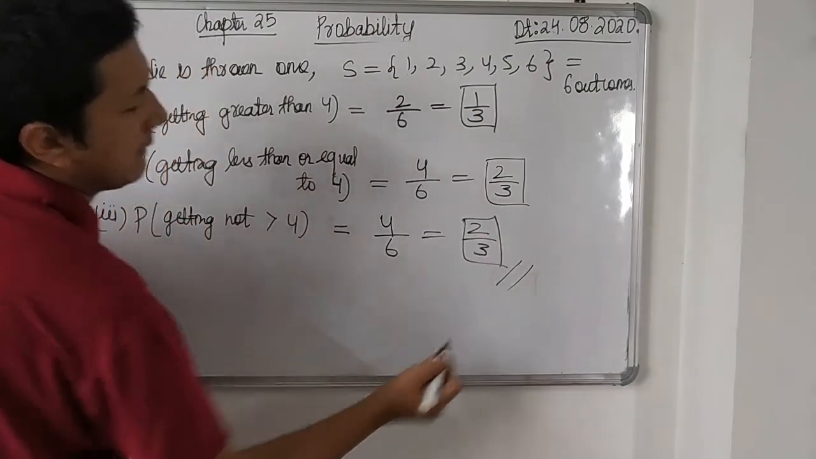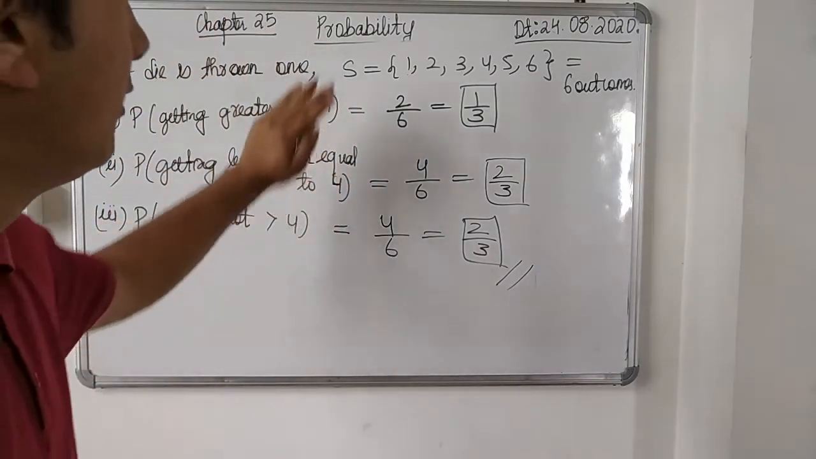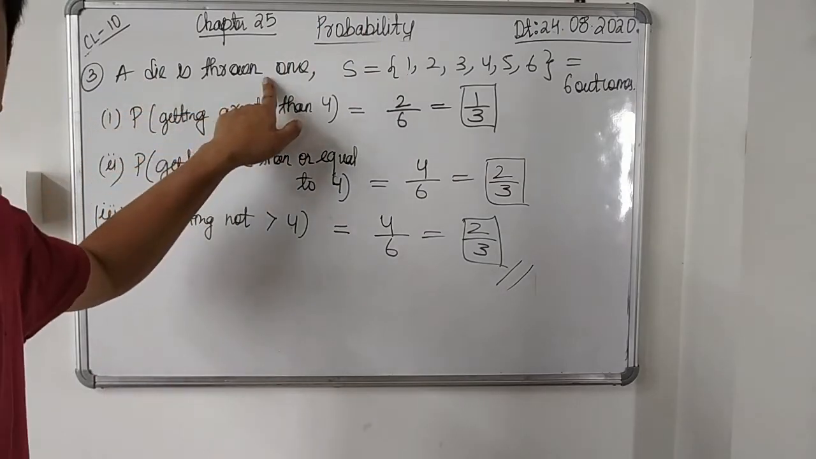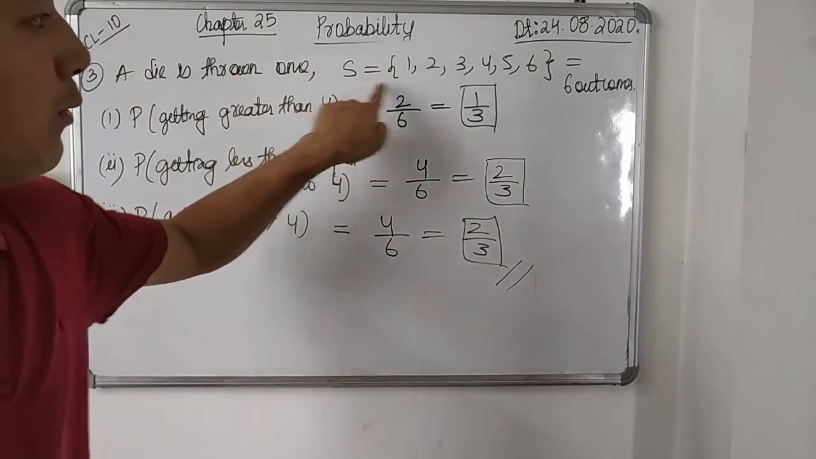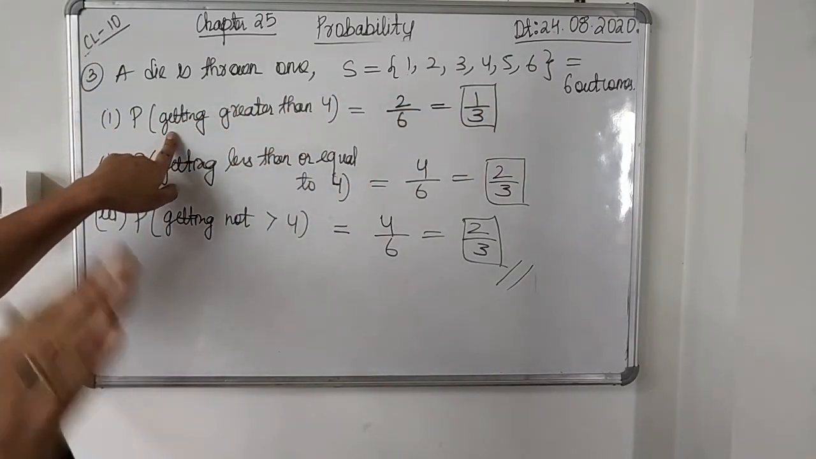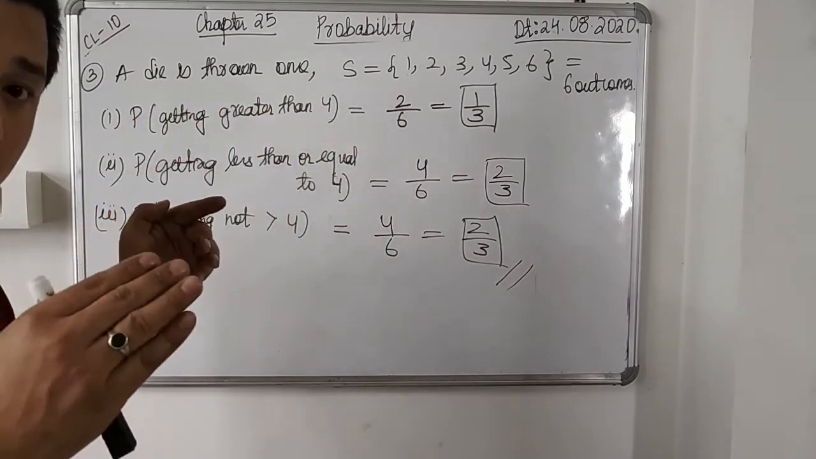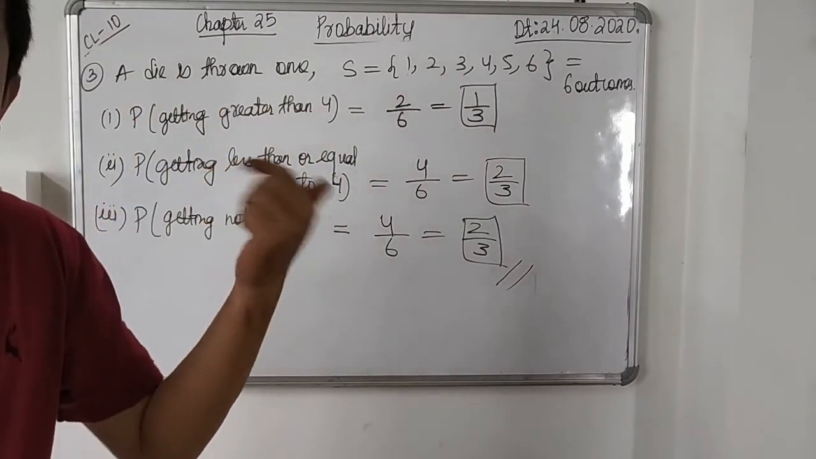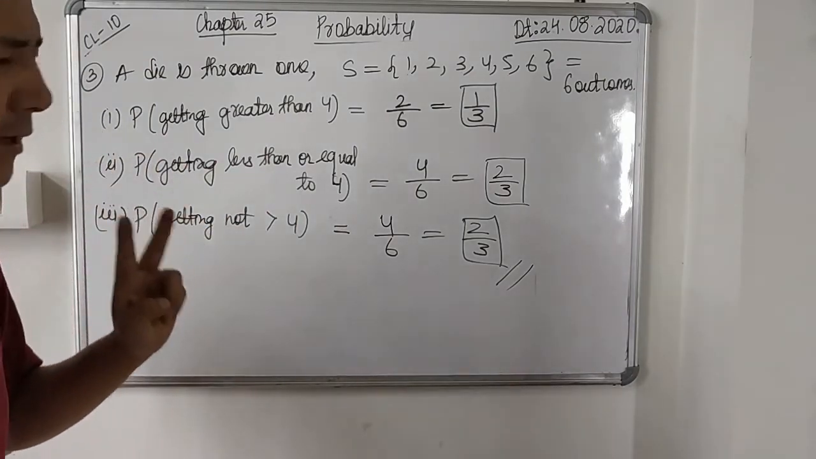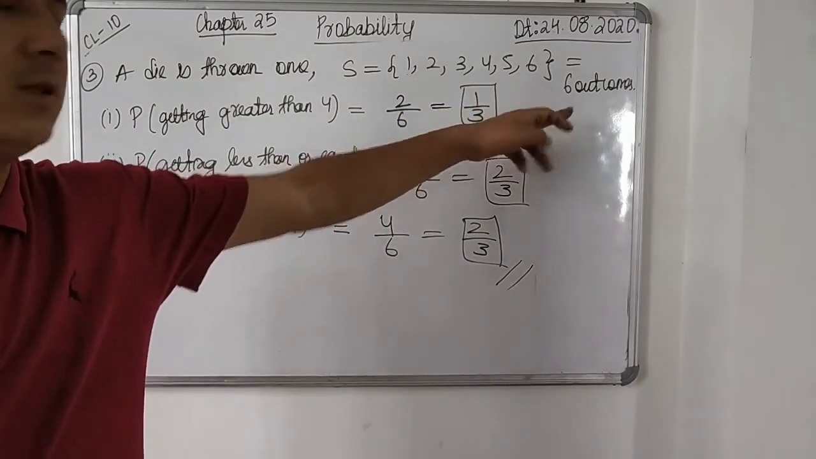So I hope you are clear with all these questions. Please analyze yourself. Pause for a while and think of what I told you. The experiment has to be clear. What is the experiment going on? The sample space has to be clear. What is the total number of outcomes? And then, what is the question asking you? We are finding the probability of getting greater than 4. Greater than 4 means only 5 and 6. So 2 chances, right? 2 out of 6. And then you cancel it.